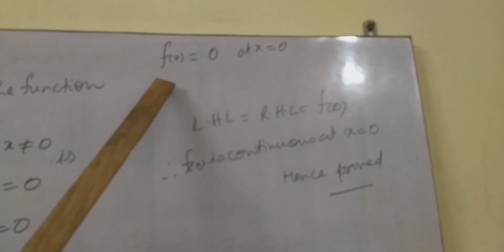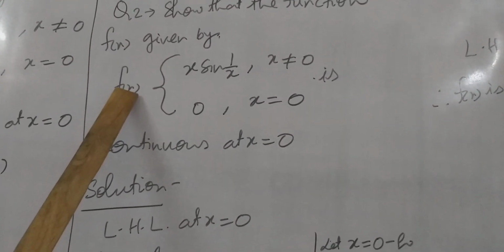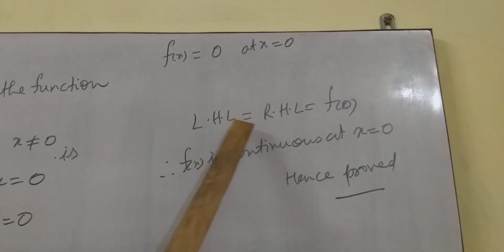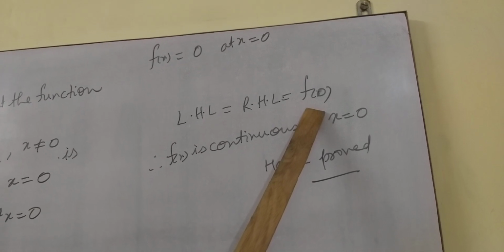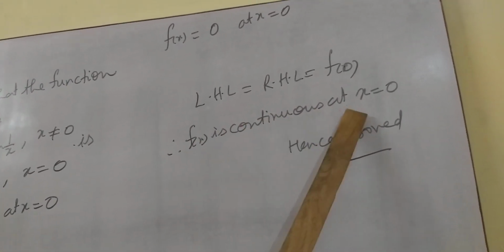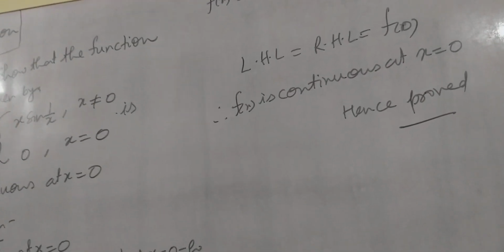LHL answer is 0, RHL answer is also 0, and when you put 0 in f(x), then the answer is 0. So all three are equal: LHL equal to RHL equal to f(0). Therefore f(x) is continuous at x equal to 0.